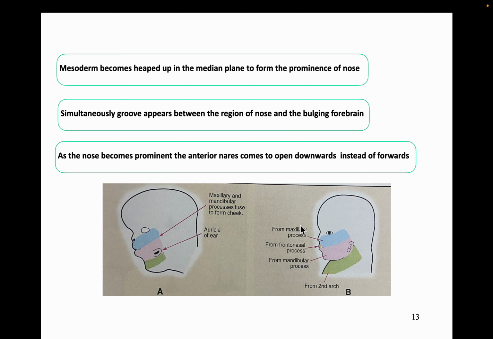As the nose becomes prominent, the shaping of the nose happens, and the anterior nares come to open downward instead of forward. Initially they are facing anteriorly, but later with the development of the nose, with the formation of the shape of the nose, the anterior nares face downwards.